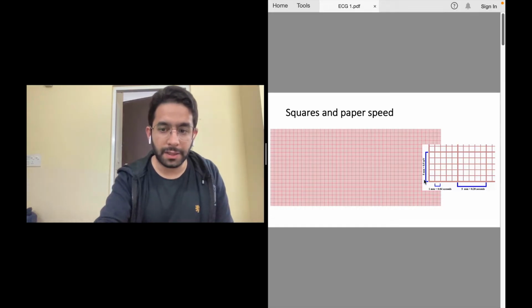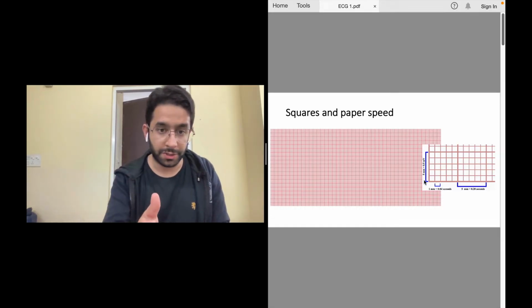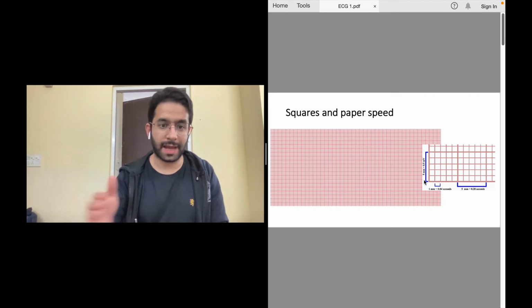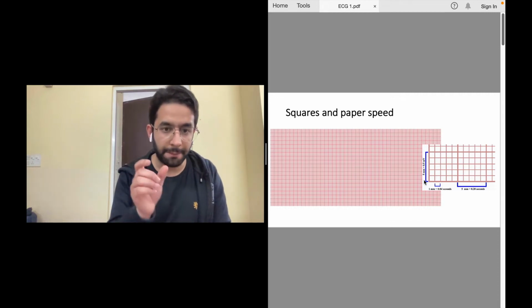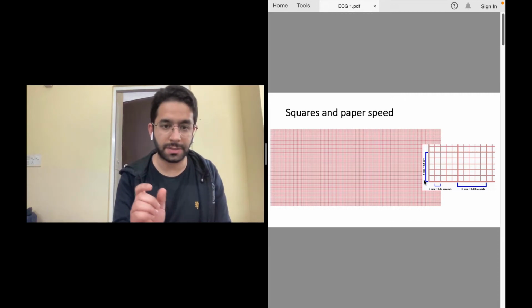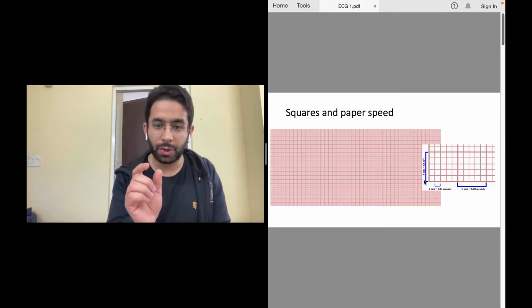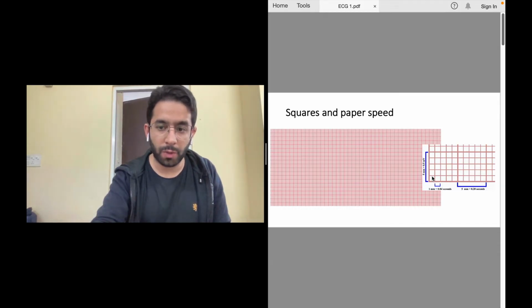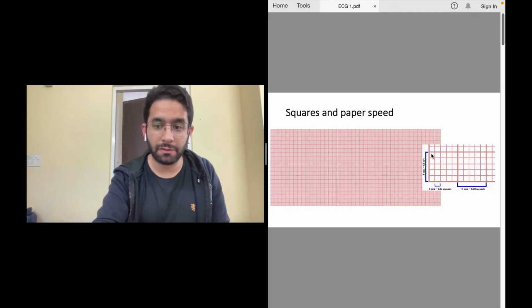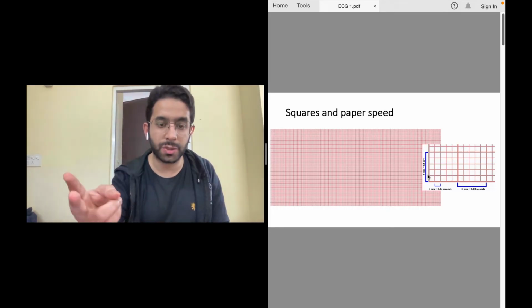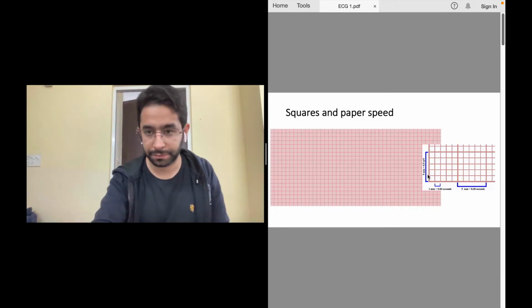Now, vertically, this paper represents voltage, not time. Horizontal axis is time, vertical axis is voltage or the amplitude of the complexes of the electrocardiogram. So one vertical small box is 1 millimeter and 0.1 millivolts. So these 5 small squares would be 0.5 millivolts, or 2 large squares would be 1 millivolt.